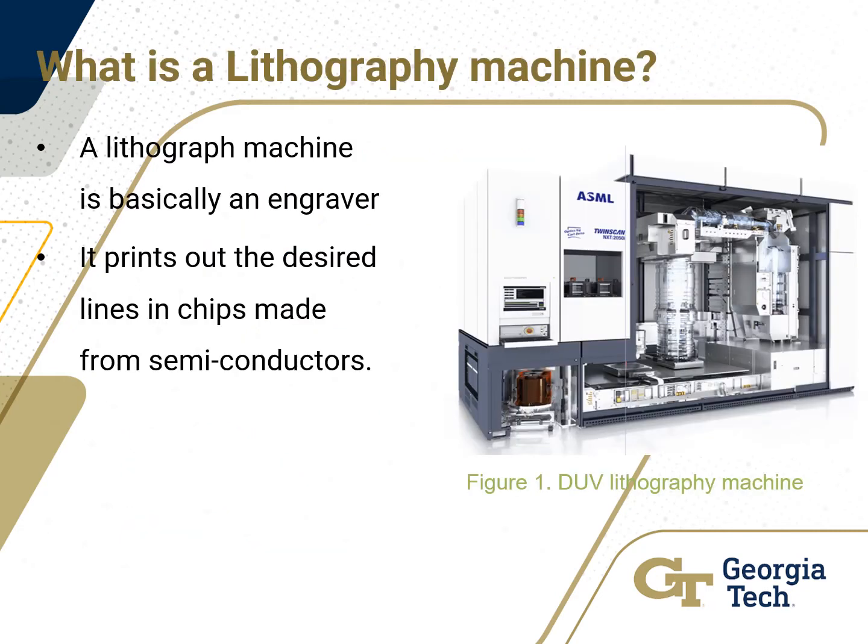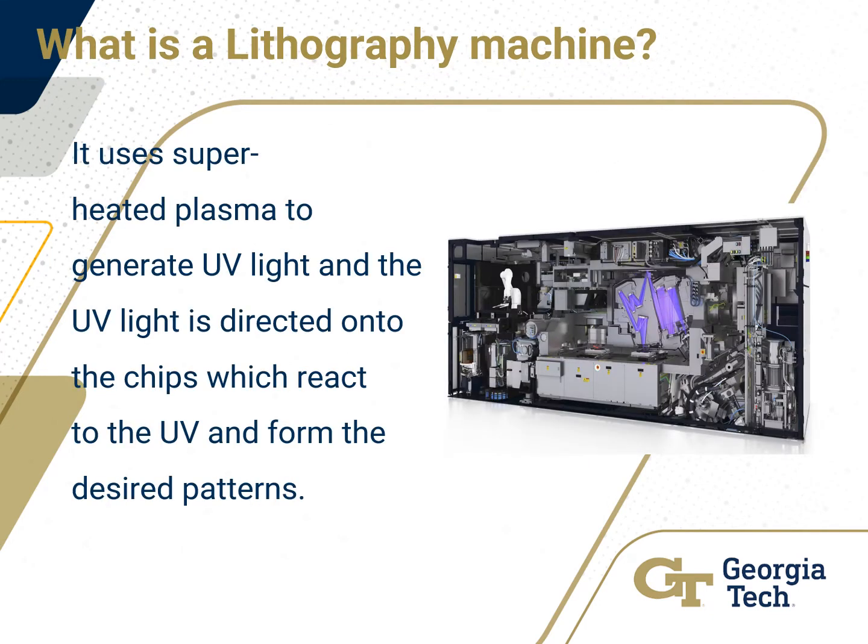In order to understand our presentation, it is essential to first understand what a lithography machine is. A lithography machine is basically an engraver. It prints out lines in chips made from semiconductors, and those chips are used in basically everything, like phones, laptops, and every single electronic device we use in our daily life. The lithography machine uses superheated plasma to generate UV light, which then falls on the semiconductor chips, and the material reacts accordingly, and this forms the desired patterns which perform various functions.